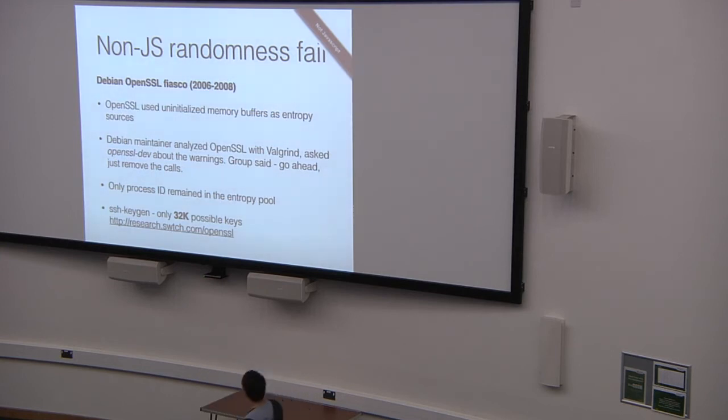So he removed it. And as a result, the only entropy source was the process ID, which is way too small for seeding a random number generator. So ssh-keygen, which used the OpenSSL library, on Debian for over 2 years, could only generate 32K possible private keys. So as you could imagine, in 2008, when the issue was made public, pretty much everyone had to replace their private key. It was similar to Heartbleed.